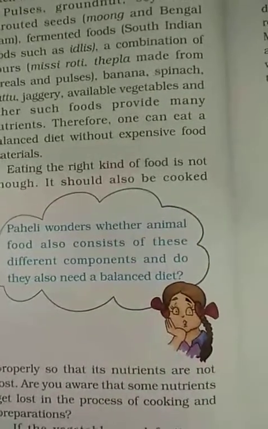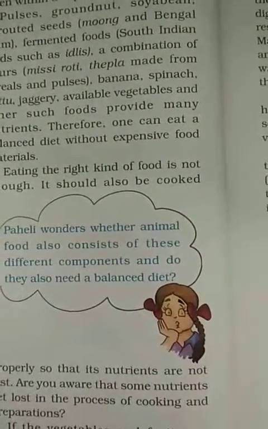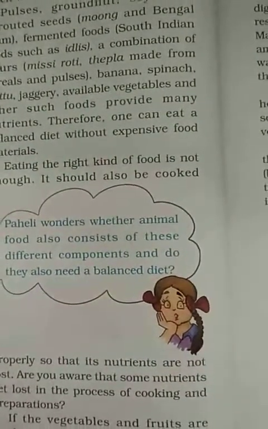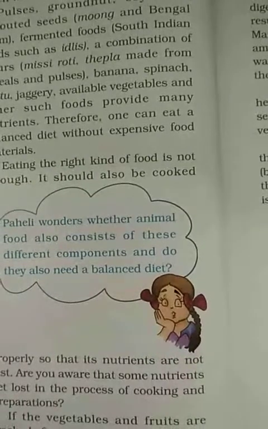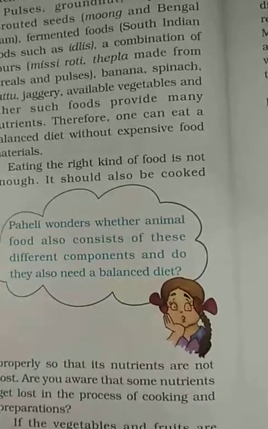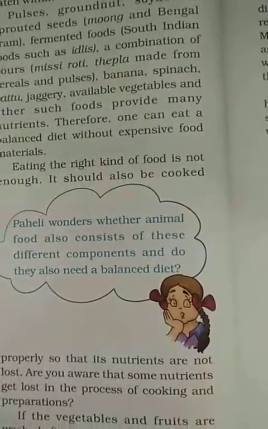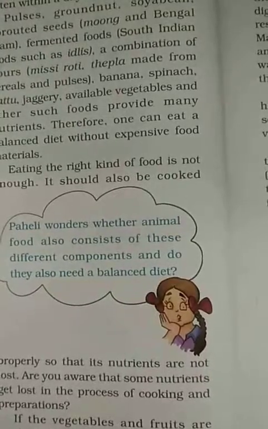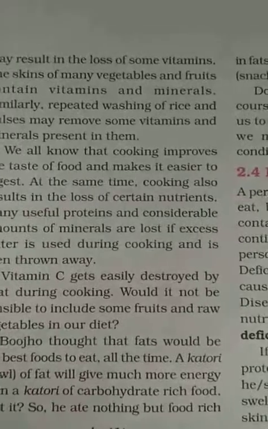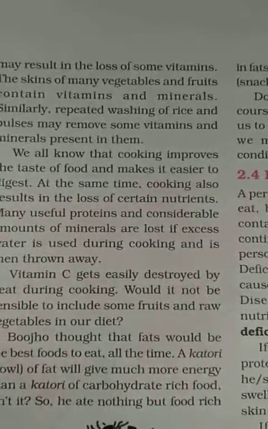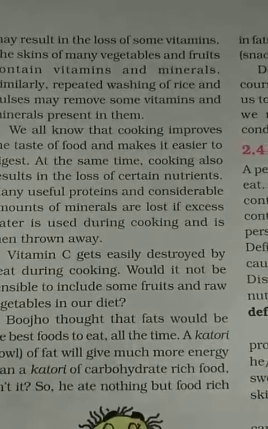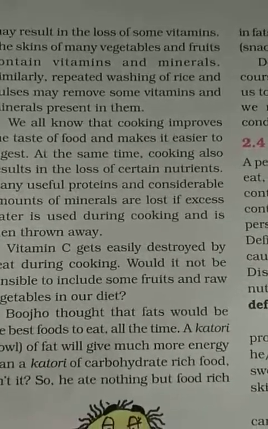The grains and pulses are cooked properly so that their nutrients are not lost, and they should also not be overcooked. They should be cooked so that their nutrients are retained in them. If the vegetables and fruits are washed after cutting or peeling them, it may result in the loss of some vitamins. Have you seen your mother when she washes the vegetables? Is she washing it before cutting or after cutting?